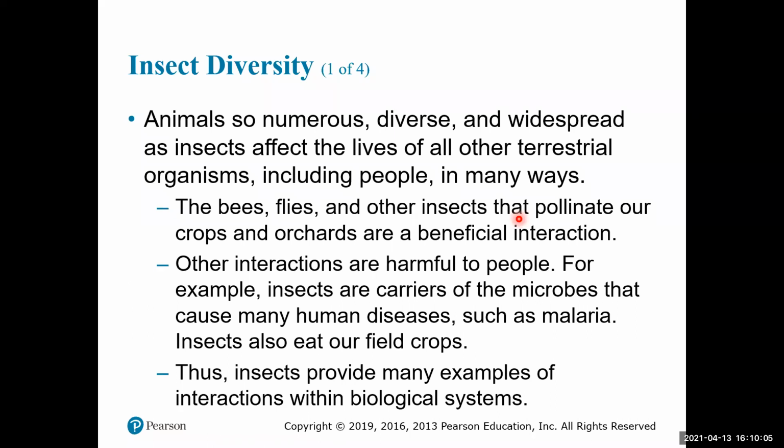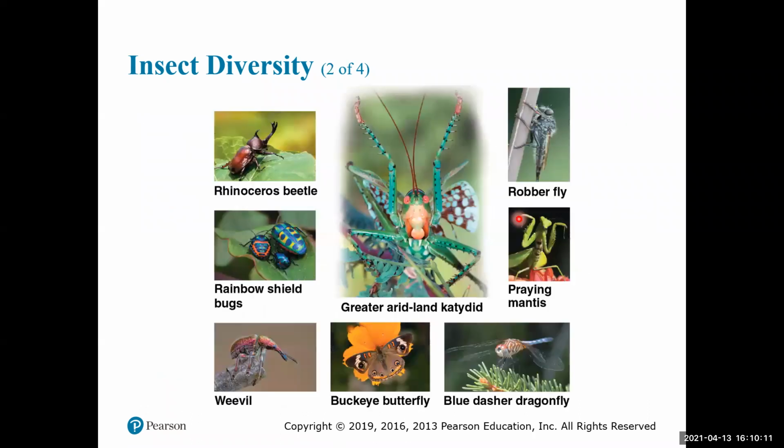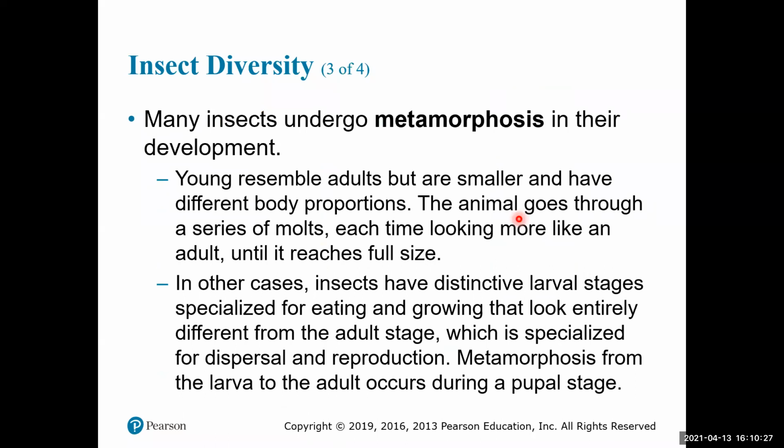It almost seems like insects have evolved to take advantage of almost every single niche that's available. And so they're really diverse, really specialized, lots of different species. This is just a small summary of examples for species of insects that exist. And so again, just a really diverse, really unique group of animals.